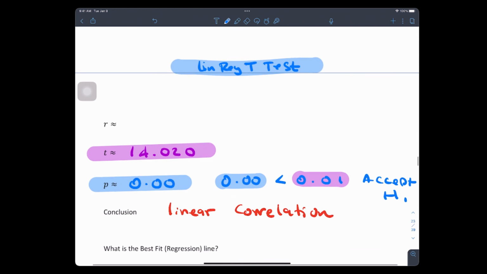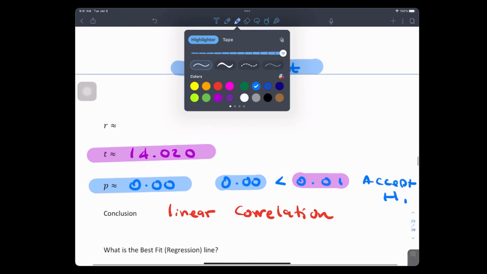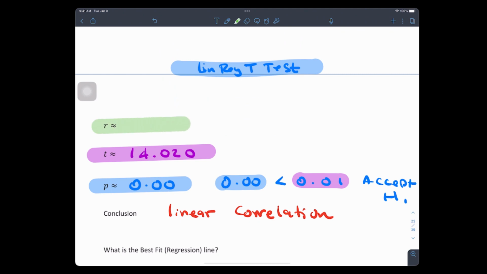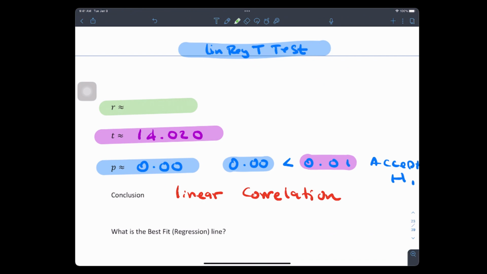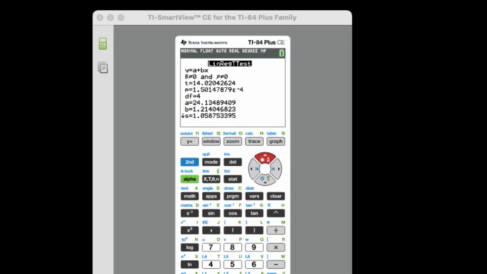Oh, how strong is this? What's the R value? What's the strength of the linear correlation now? Well, we have to go back to the calculator again and scroll down, because R is at the bottom there. It's the last one. So what is R approximately? R is 0.9899, which is 0.990 to the nearest thousandths. Your R value.